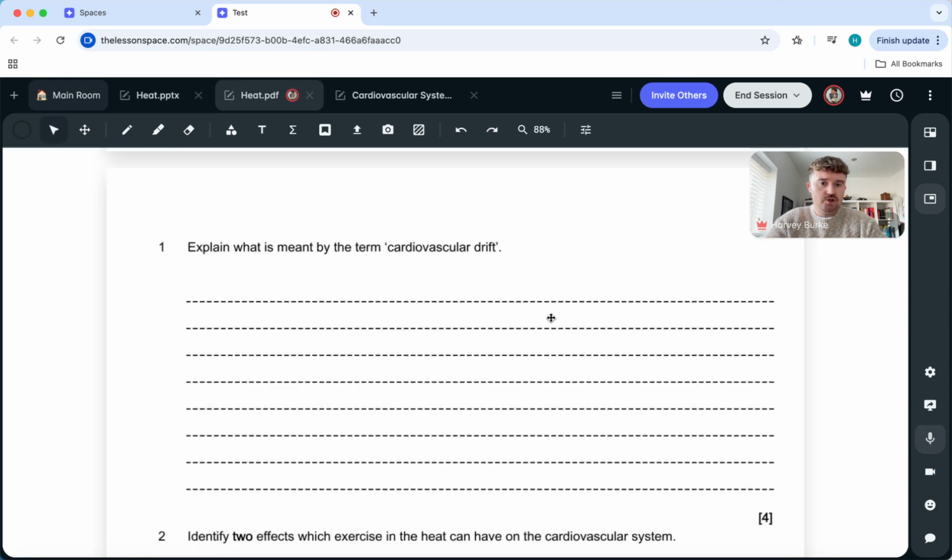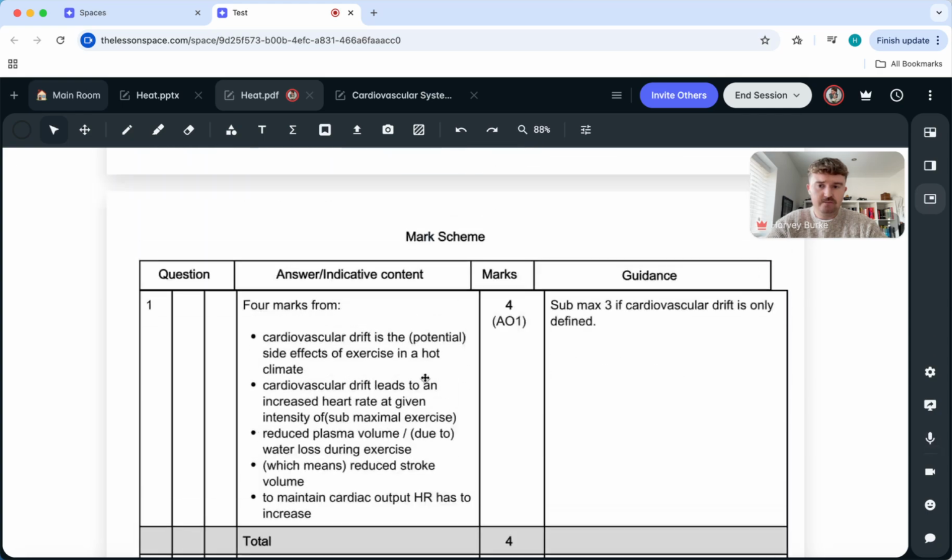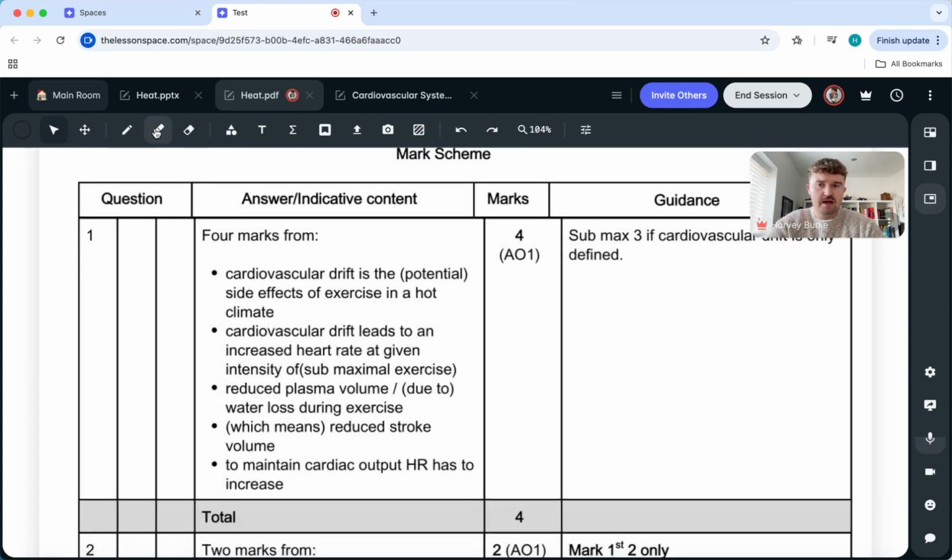So we'll start with a question from OCR. So very direct. It just says, explain what is meant by the term cardiovascular drift. So if we have a look at the mark scheme there, you get a mark for acknowledging that it is a side effect of exercising in the heat. You then get a mark for acknowledging that, they put it in a bit of a weird order here, to be honest. I would personally start with that when you're exercising in the heat, you are sweating more, and therefore you have a reduction in your blood plasma volume because you're sweating more.